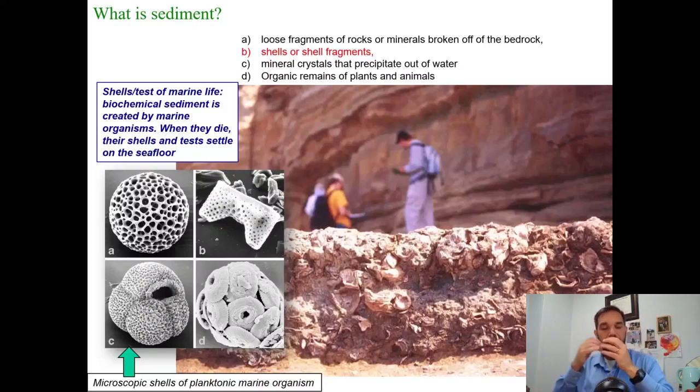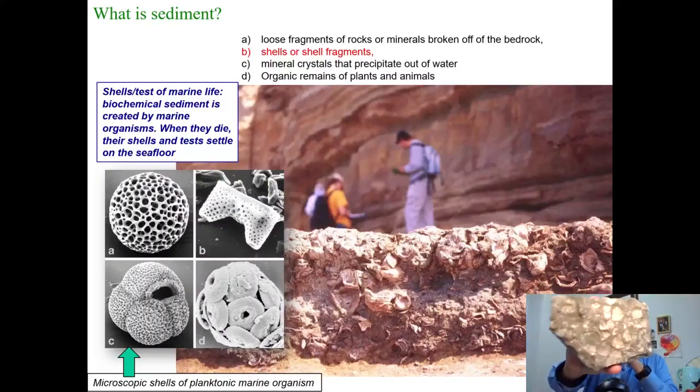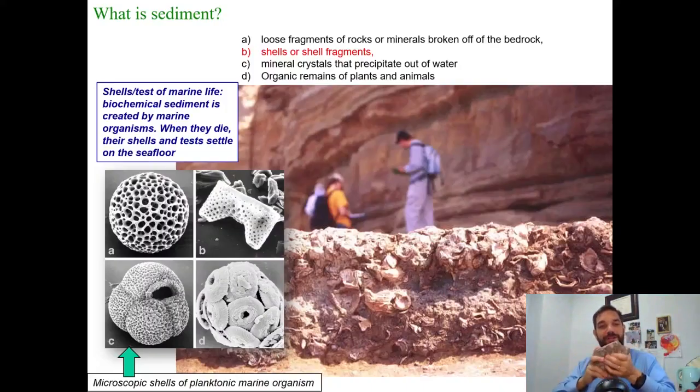And one thing that I want to emphasize here is that although, like I've shown many times, you can see the shells that make up this rock, the fact of the matter is a lot of the shells that make up sedimentary rocks are microscopic. You probably know that there's a lot of different kinds of plankton that live in the ocean. But more importantly, those plankton species create their own little shells. They are teeny, tiny, microscopic shells.